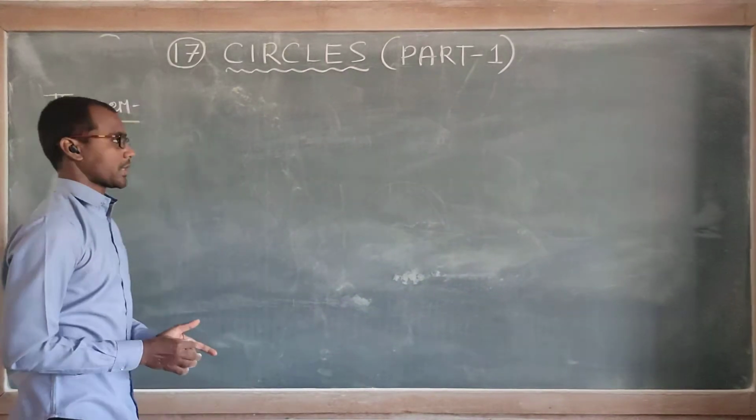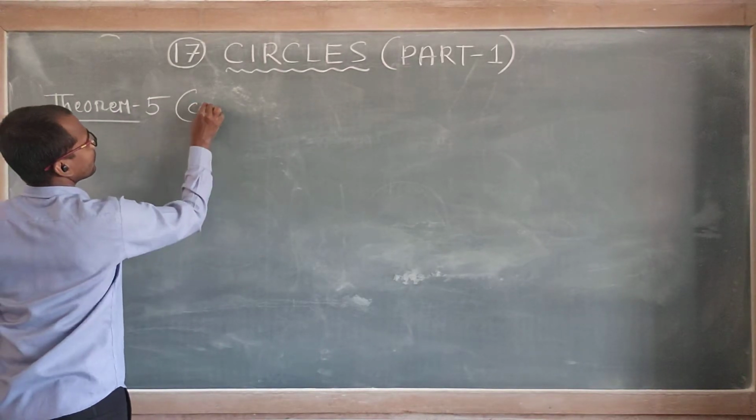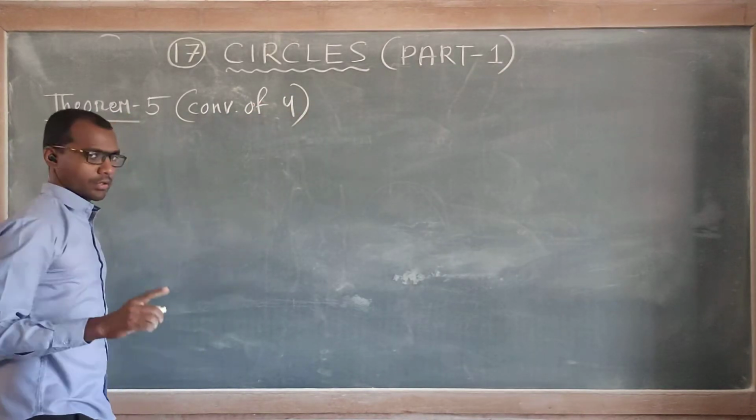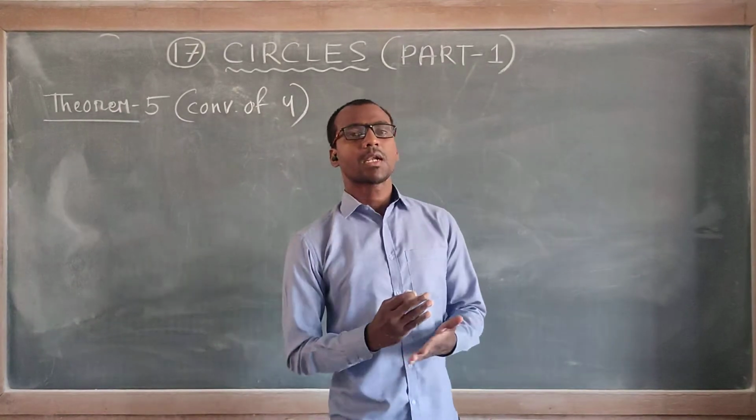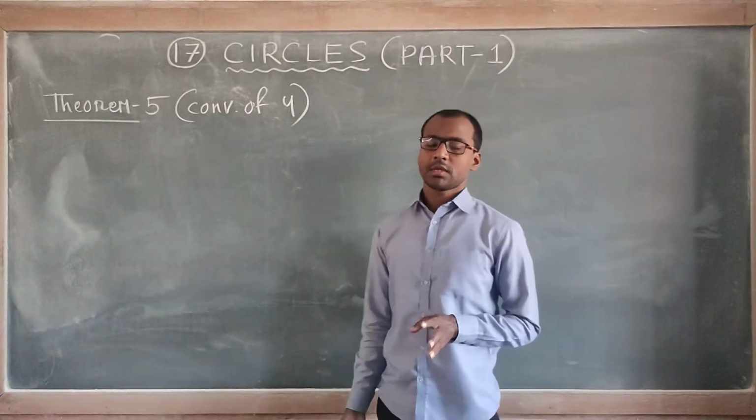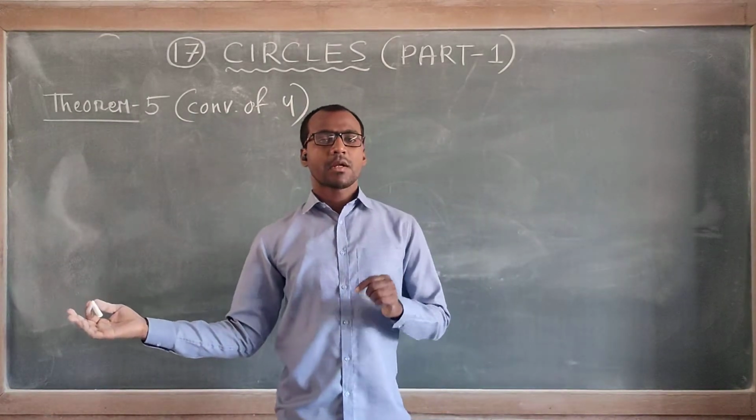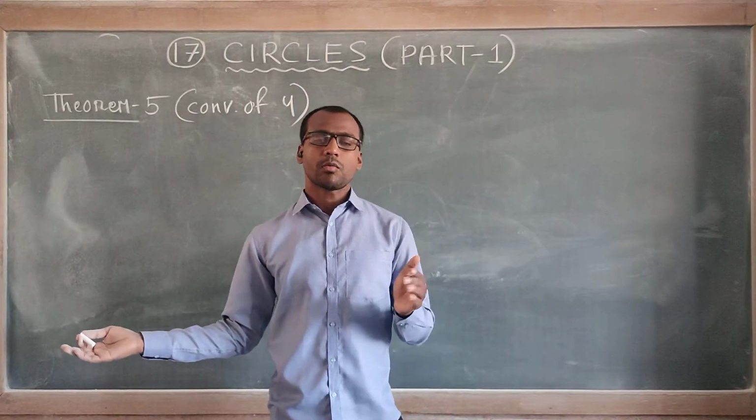Next, theorem number 5. Converse of theorem number 4. Okay. Now, what was theorem number 4? Angle in the semicircle is 90 degree. Means, if we have a diameter, we will get 90 degree. Its converse will be, if we get 90 degree, then the chord will be a diameter.